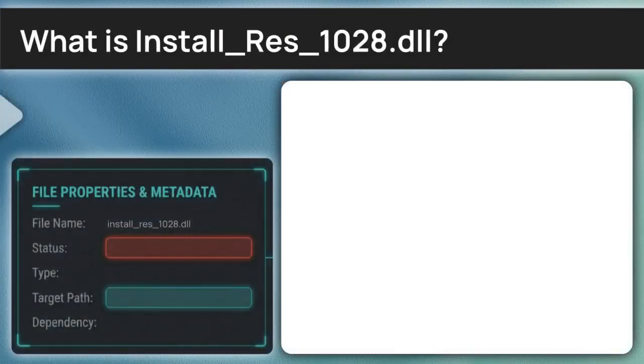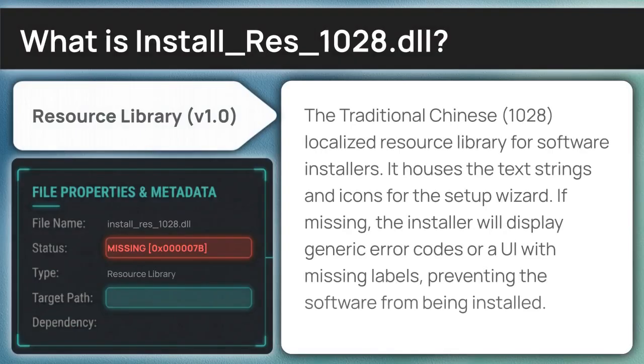This is the Install Resource 1028, the Traditional Chinese 1028 Localized Resource Library for software installers. It houses the text strings and icons for the setup wizard. If missing, the installer will display generic error codes or a UI with missing labels, preventing the software from being installed. Now that the technicals are covered, let's run the official installer.